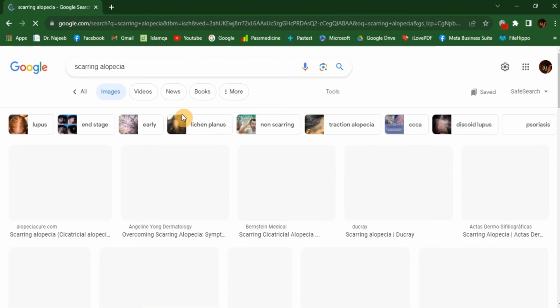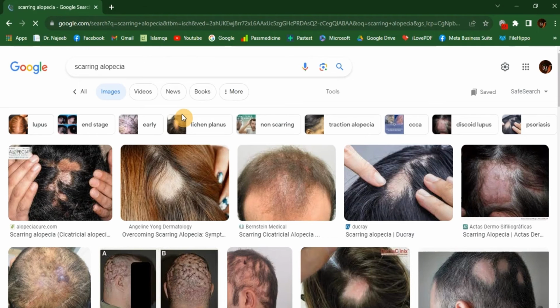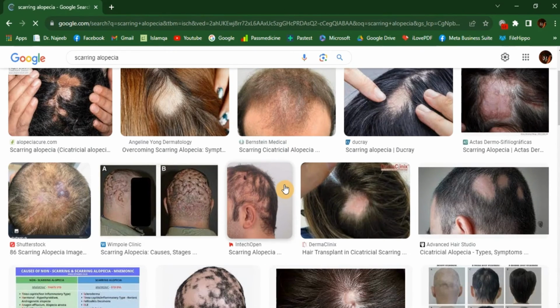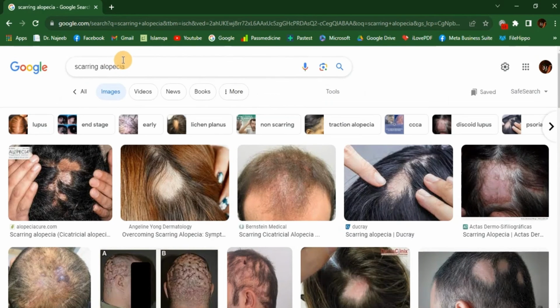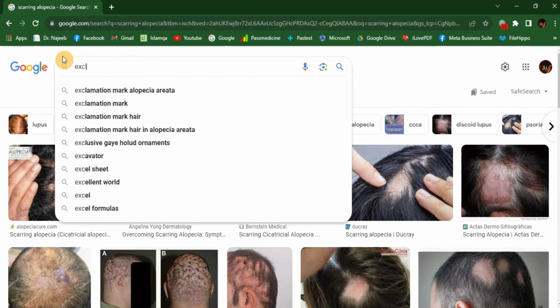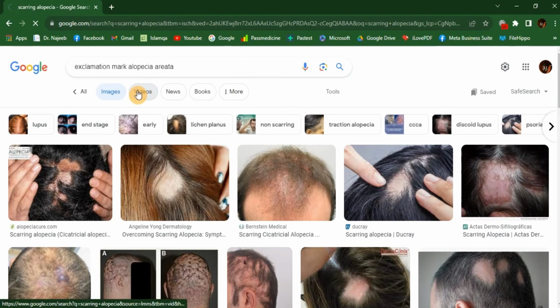And alopecia areata, there's an exclamation mark or something. How do you see that? Okay, we are coming back. So they are the scarring alopecia. Exclamation mark. Yeah, right.